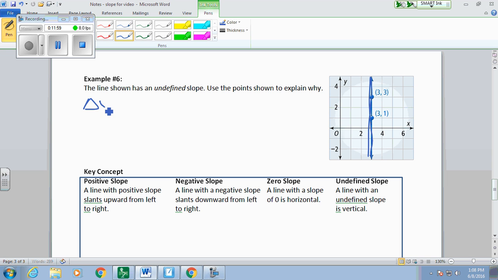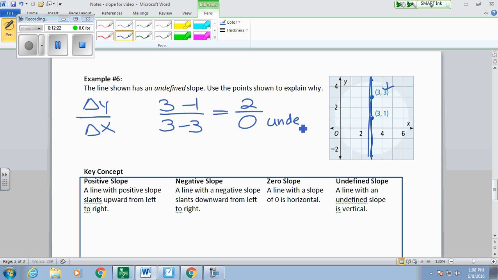Again, change in y divided by change in x, keeping that in our minds here. We're going to take the 3 from here, not the 3 from the first x coordinate, minus 1, and the 3 minus 3, and we get 2 divided by 0. 2 cannot be divided into 0 groups, so this is an undefined statement. We've talked about this before, but if you don't believe me, you can take your calculator, hit 2 divided by 0, and an error should pop up.